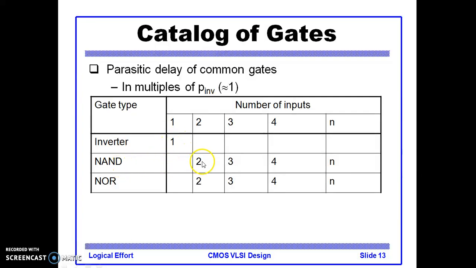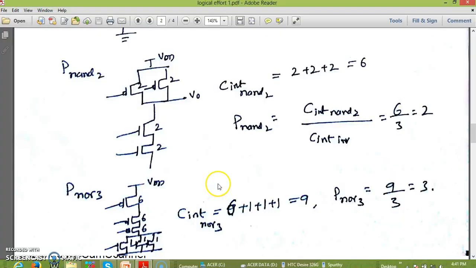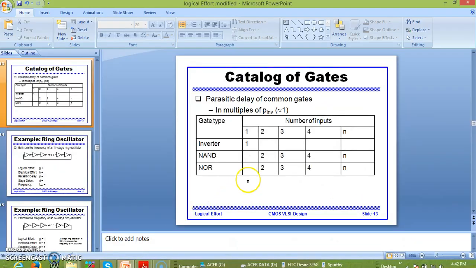For the NAND gate, let us recollect how we found the value of P. The intrinsic capacitance at the output node is 2, 2, 2, which is 6, and compared to that of the inverter, which is 3, it is 6 by 3, which happens to be 2 here. So that's what is written here. That's why for a 2-input NAND gate the value of P is 2.